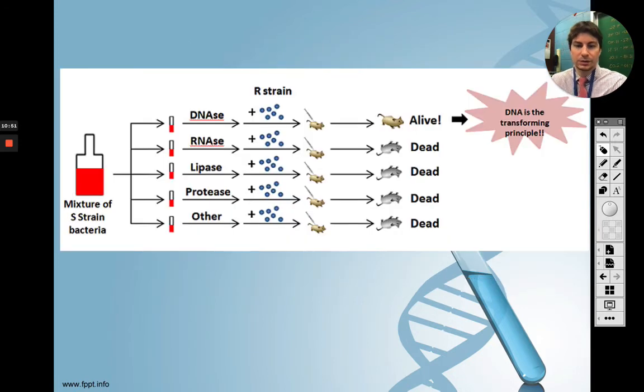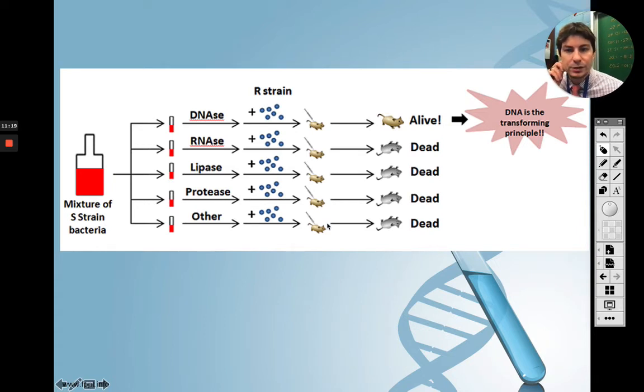So let me go over the picture and I'll go back to the thing. So in the first one, he destroyed the DNA. The mouse was alive still at the end. In the second one, he destroyed the RNA and the mouse was dead. Third one, this one is lipase. It destroys lipids. He destroyed lipids. The mouse was dead. Protease, that destroyed all the proteins. The mouse was dead. And he did a few other ones.